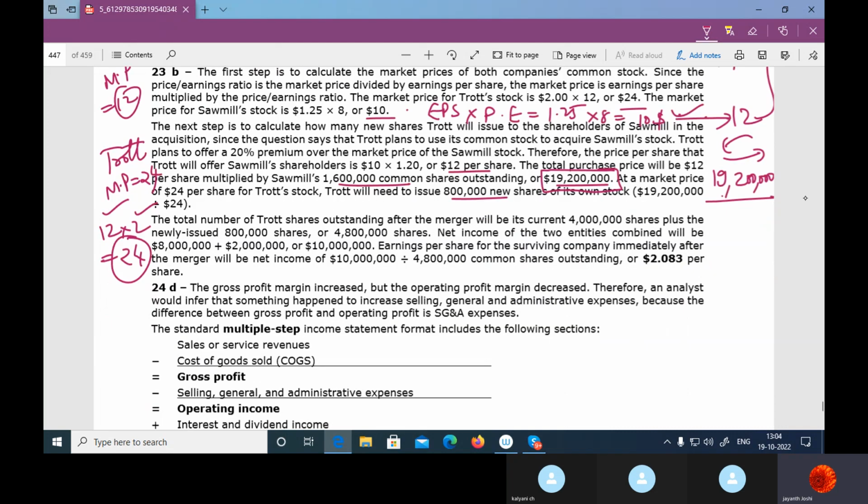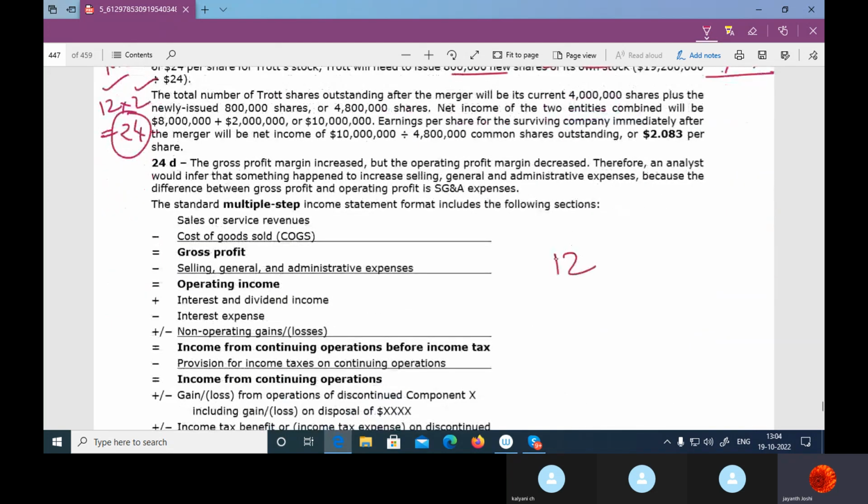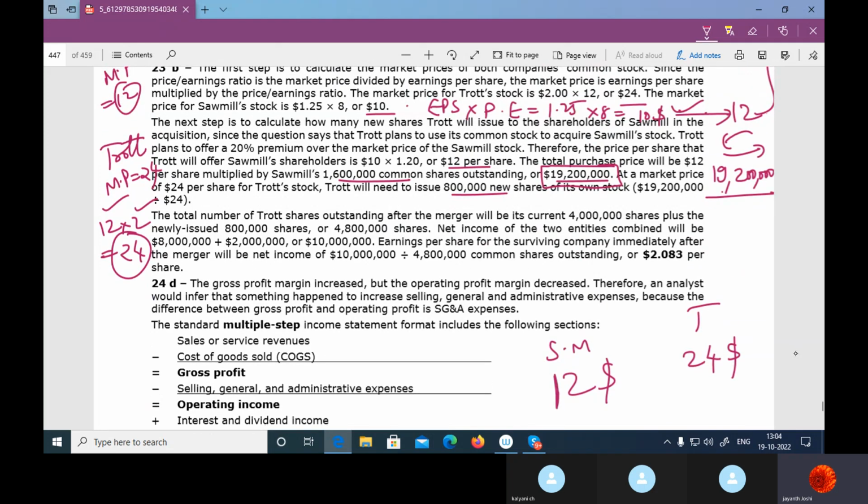Okay, so I will write it here. Sir, they are exchanging? Yeah, share exchange only. $12 is the sawmill stock, and $24 is the Trot stock. $12 is what Trot is paying to sawmill. So this is the Trot stock. And how much is the value?